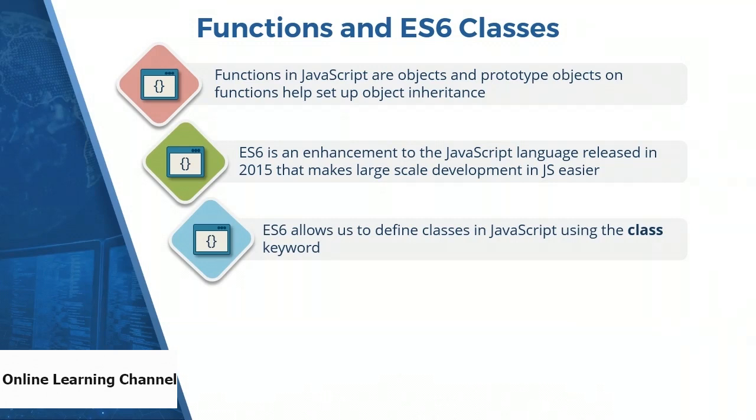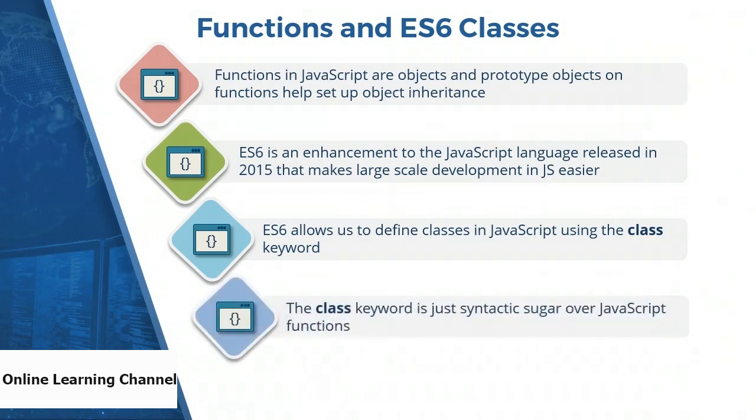But though the structure of a JavaScript class looks very similar to the structure of a Java class, if you're used to Java as a programming language, the way it works is very different. A JavaScript class is essentially just a function object. The class keyword that was introduced by ES6 is just syntactic sugar over JavaScript functions.